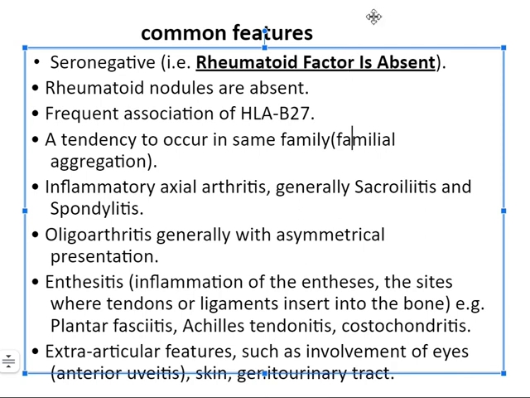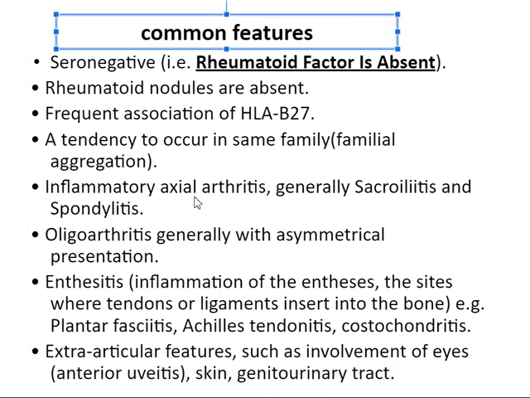There will be family history of arthritis. And also inflammatory axial arthritis, generally sacroiliitis and spondylitis. Most important thing. So, generally it is sacroiliitis and spondylitis. Peripheral arthritis generally with asymmetrical presentation, and also enthesitis, that is inflammation of entheses.